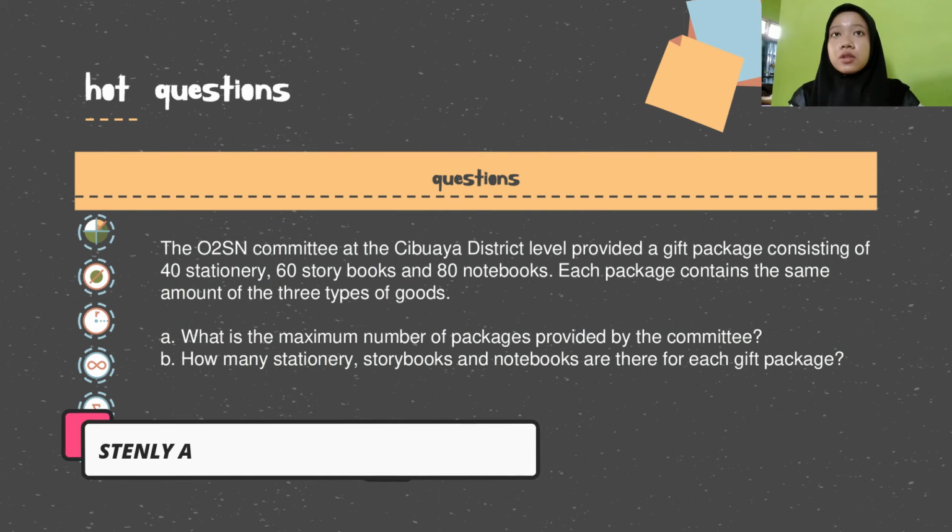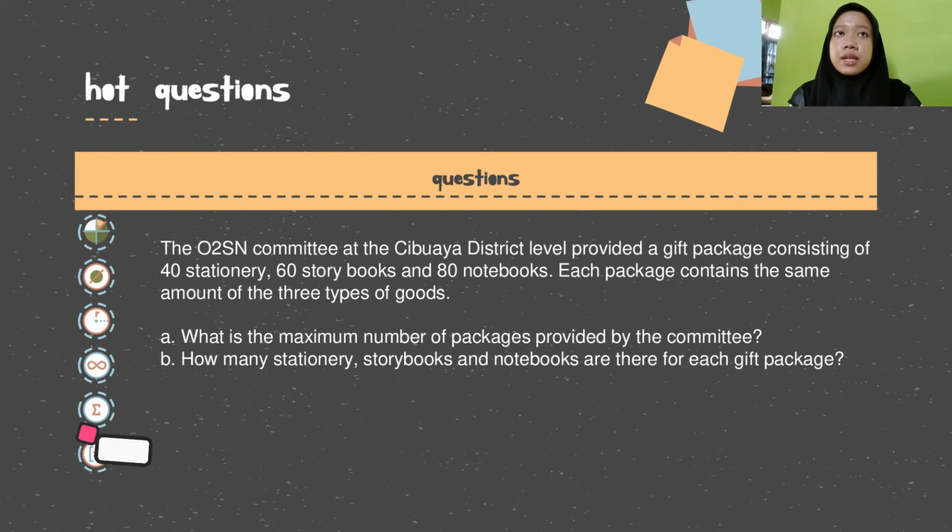Next, one example of a HOTS question. The O2SN committee at the district level provides a gift package consisting of 40 stationery, 60 storybooks, and 80 notebooks. Each packet contains the same amount of the three types of goods. A. What is the maximum number of packages provided by the committee? B. How many stationery, storybooks, and notebooks are there in each gift package?